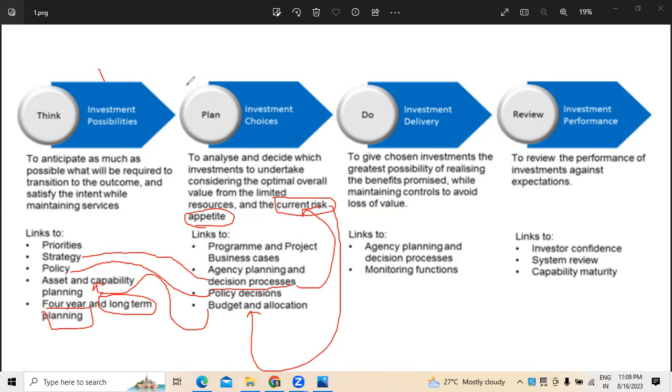This is where, generally, the first one is called thinking, where we talk about investment possibilities. The second one is called planning, which is required for investment choices. These are the two things. The third one is called investment delivery, followed by the performances, which I am going to discuss in tomorrow's session. Clear? Yeah. Right, Avich? Right, Mohsin? Yes.